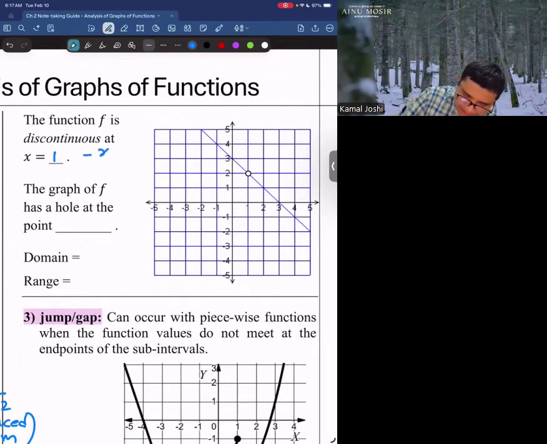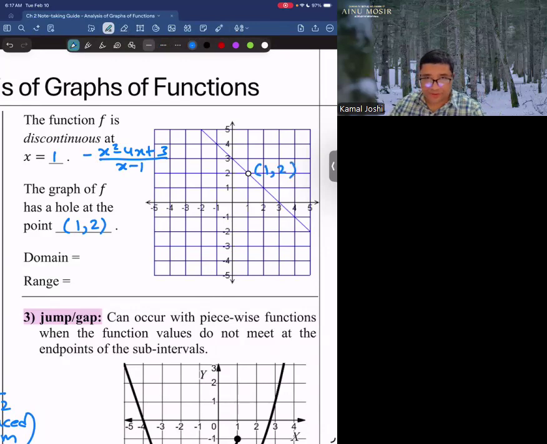I will write the original function here. It was minus x squared minus 4x plus 3 over x minus 1, right? So if you plug in x equal to 1, the denominator becomes 0. So the graph is not continuous there, but it has a hole there. And the hole occurred at the point (1, 2), if you see the graph here.